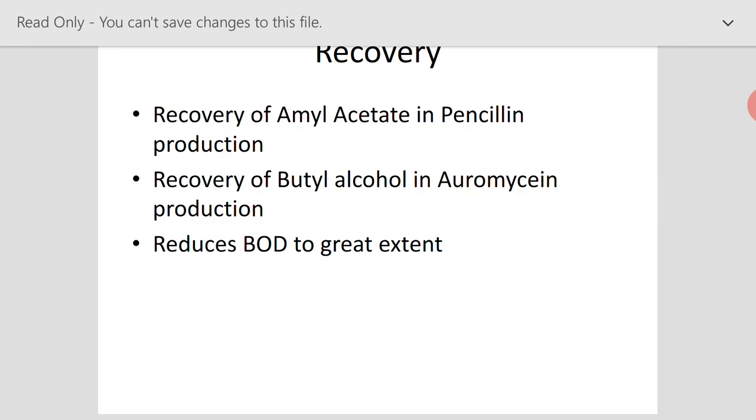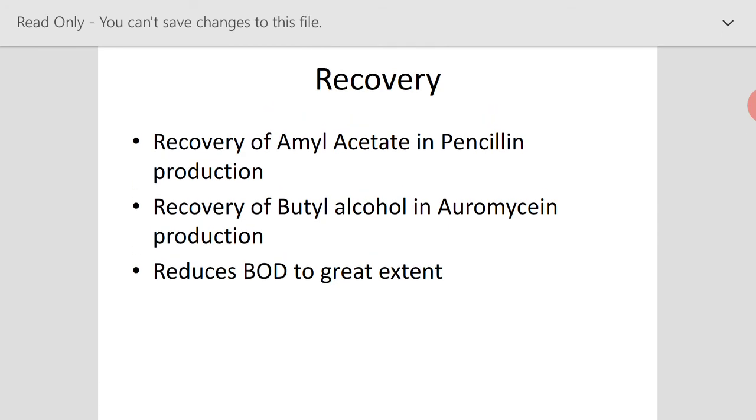So these are the possible recoveries of medicinal products from these medicines. In case of penicillin production, we could recover amyl acetate, so that it can be used once again in the process. Similarly, in case of aureomycin production, we should be able to recover butyl alcohol.